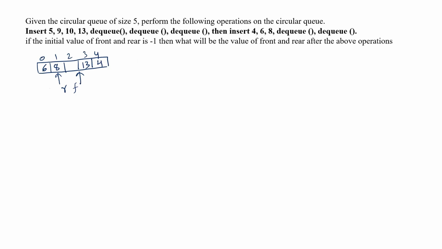Then we will perform DQ 2 times. If you perform DQ 2 times, then this 13 will be deleted and front will come here. If you delete once more, then the 4 will also be deleted. And the value of front will come on the 0. So finally, front is equal to 0 and rear is equal to 1. And we have 2 elements in the list. So in this way, the working of the circular queue will be there.